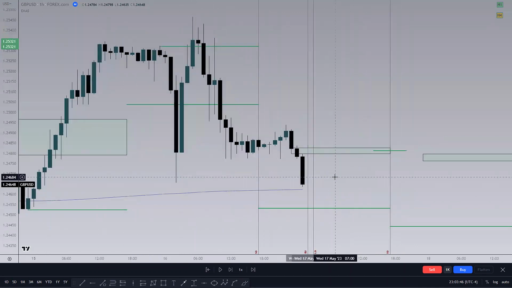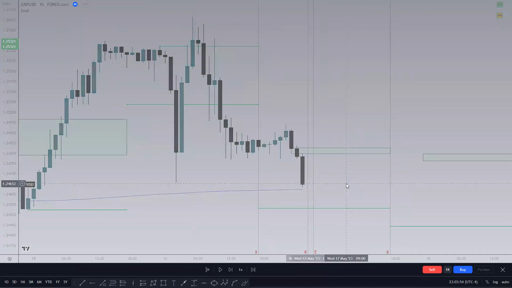Okay, so now that that's established, I'm not sure what the slide's doing there. I'm just going to delete it. Now that that's established, I'm just going to go down to the 15 minutes time frame.